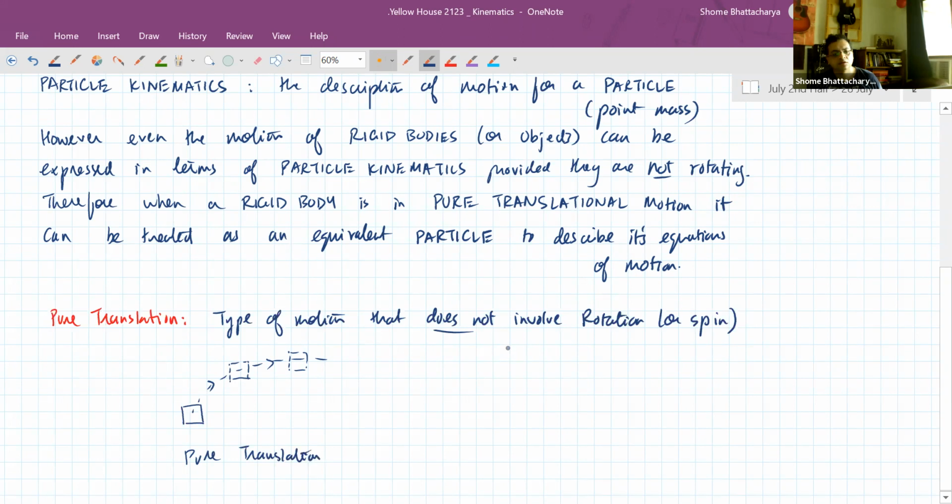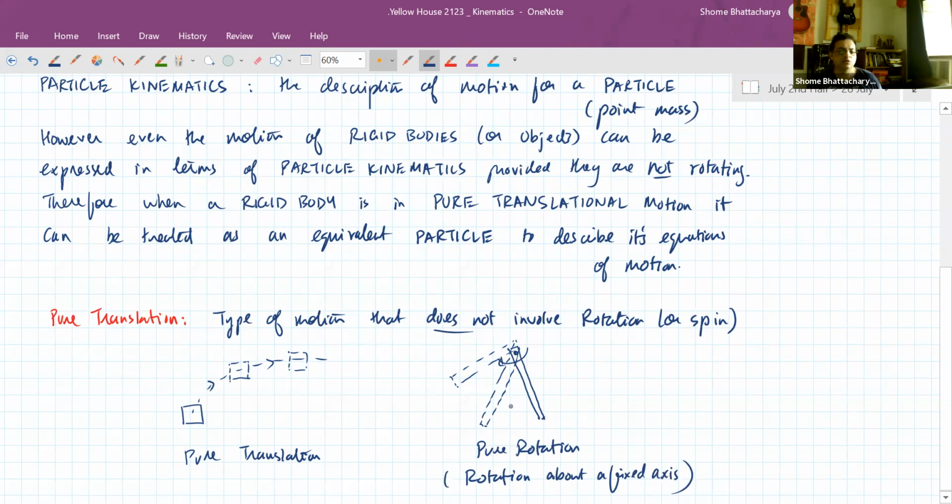As opposed to this, for example, if we have a rod which is hinged over here and is going in rotational motion like this, such that the axis of rotation is always fixed. So this is an example of, in fact, what we call pure rotation. That is rotation about a fixed axis. So this is not in the category of pure translation. It comes outside because it involves rotation.